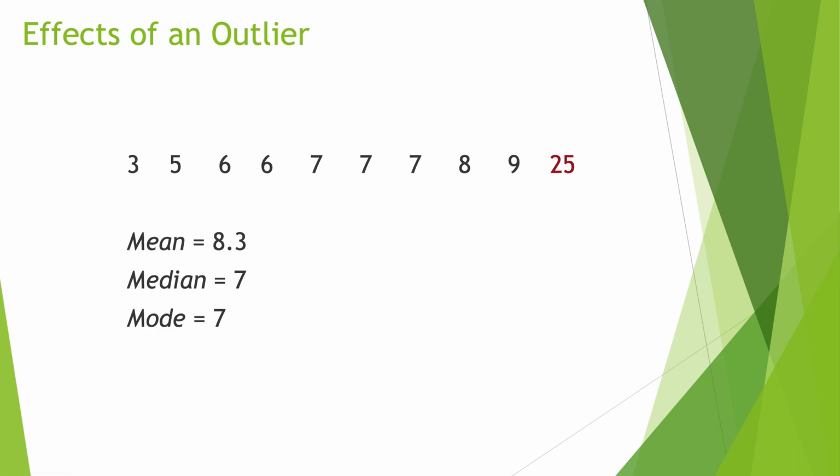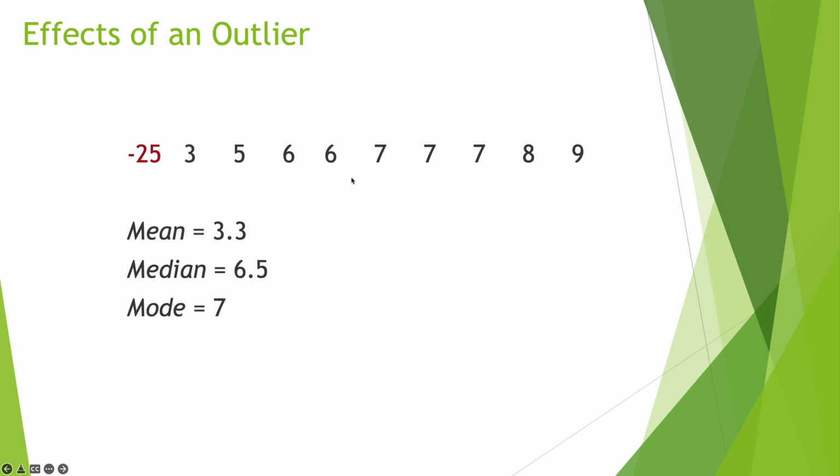And by the way, the median stays at 7 because now we have 10 terms. So there's 2 groups of 5, the 5 down here and the 5 up here. And that means there's 2 7s in the middle. So the average of 7 and 7 is 7.